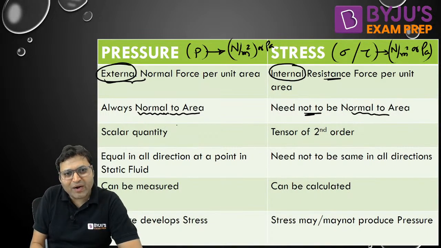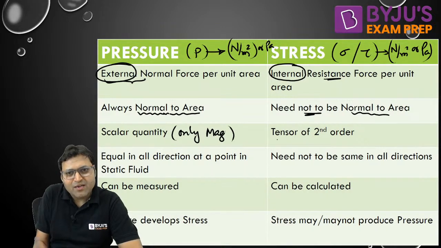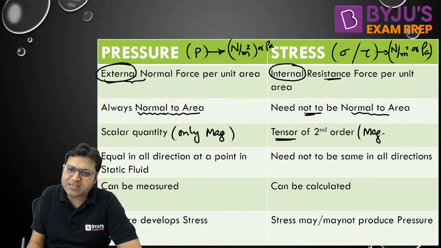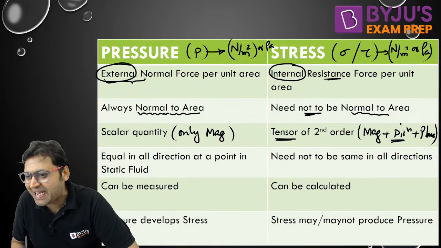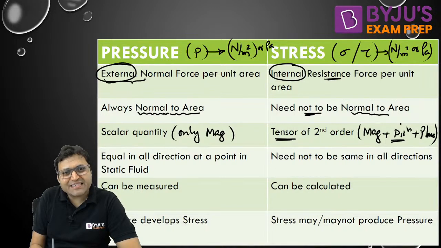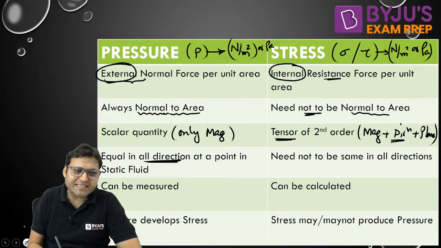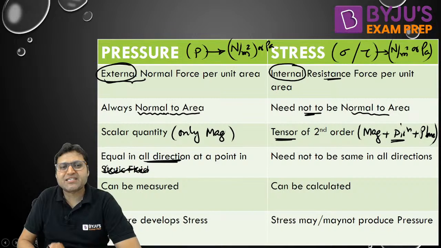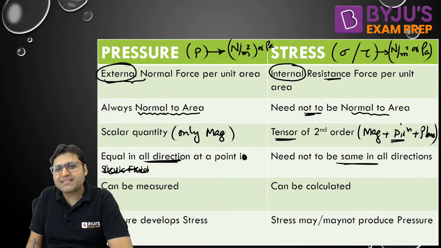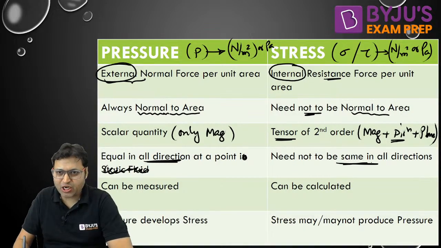Pressure is a scalar quantity. Only magnitude is required, whereas stress is a tensor quantity of second order, which requires magnitude plus direction plus plane of action. I told you stress is a tensor quantity. The next point about pressure is that because it is a directionless quantity, it will be the same in all directions at a point. But stress need not be the same in all directions, because it is a tensor quantity.